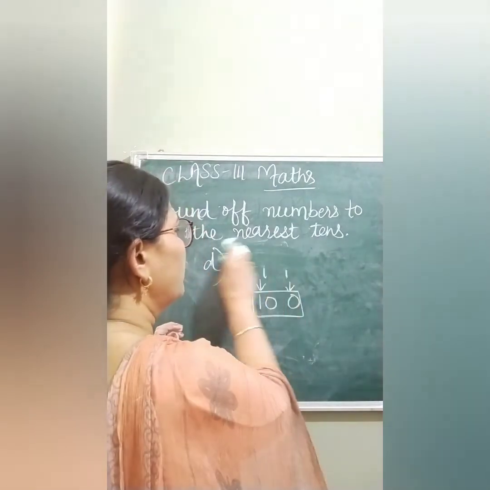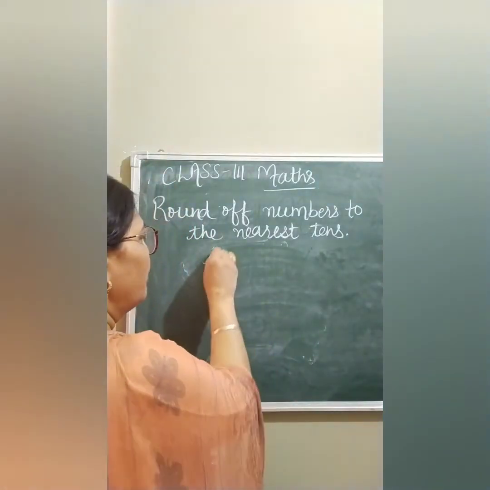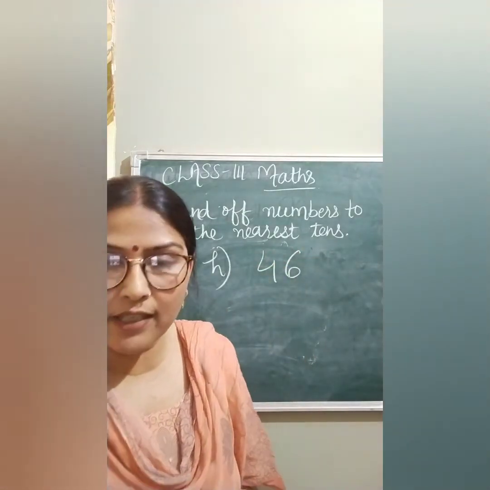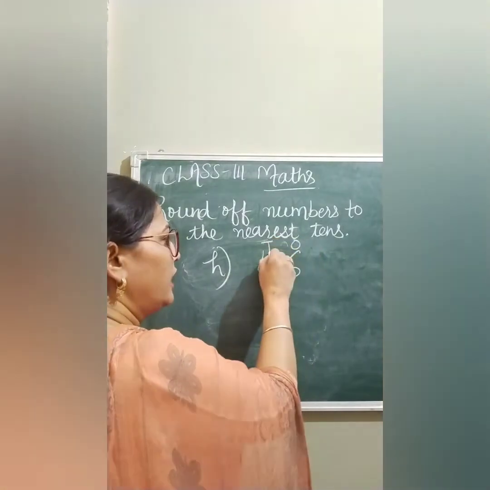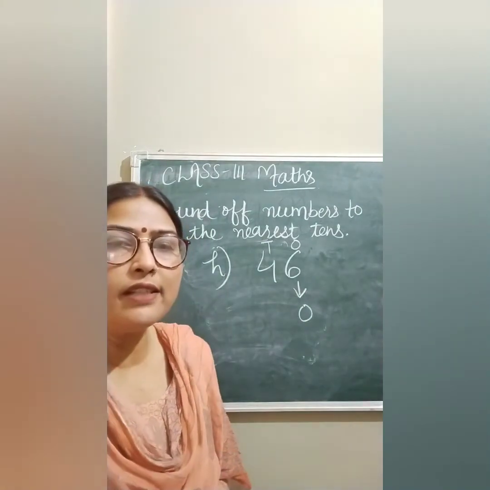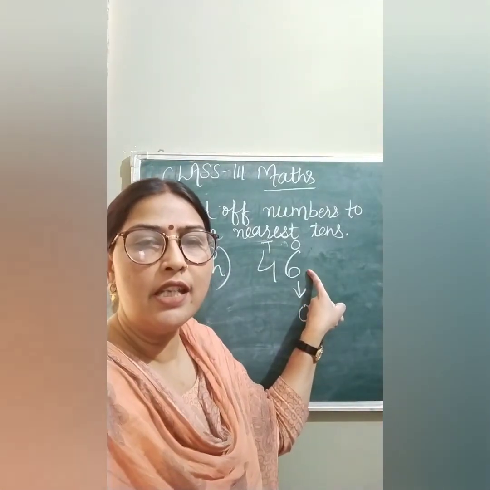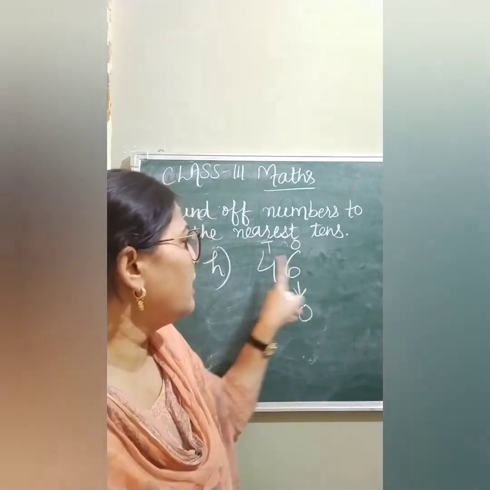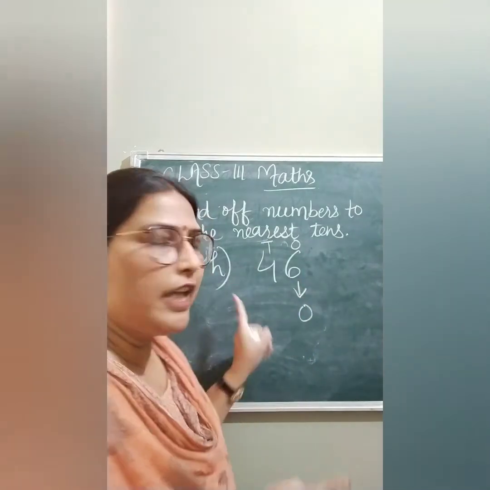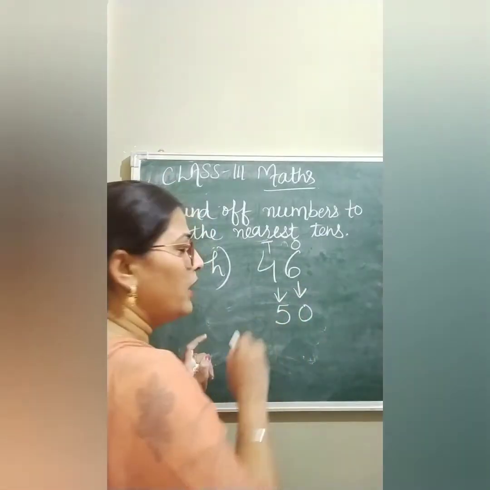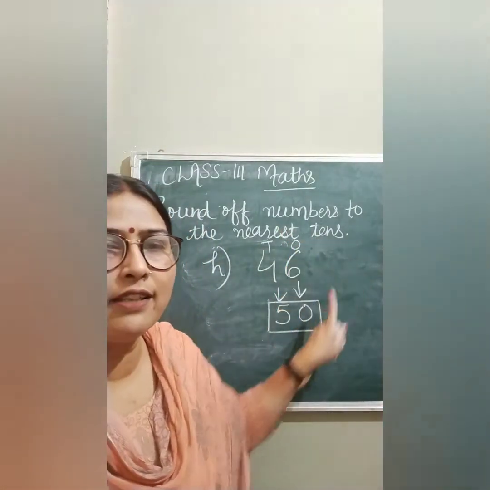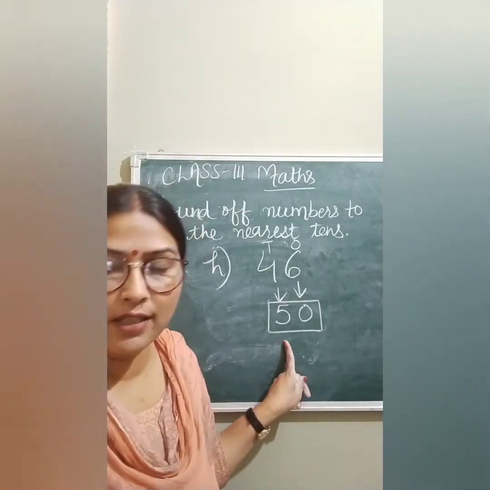Yes. Now I am going to tell you H part. In H part, what is the question? It is 46. Yes. Now first step, write the places. Second step, make the ones place 0. Third step, observe the ones place digit. If it is more than 5, then the tens place digit will be next. Now it is 6. It is more than 5. So the tens place digit will be the next. It will become 5. So 46 rounded off to the nearest tens is 50. So the answer is 50.